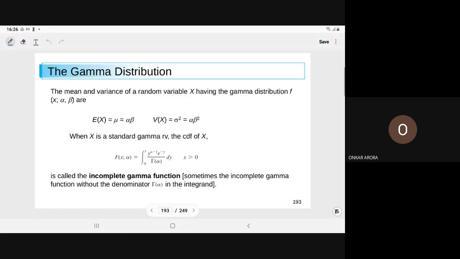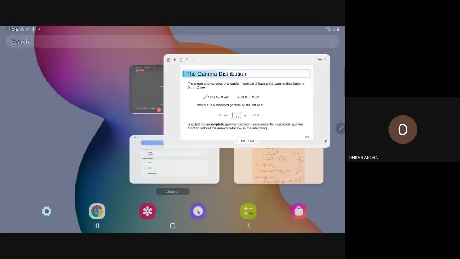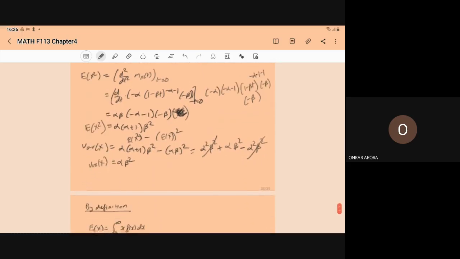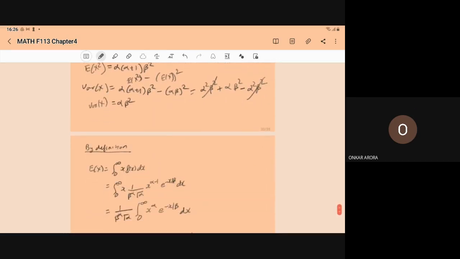So the mean and variance for the random variable x having the gamma distribution are already defined, but if the question arises how to derive the mean and variance by definition, what is the basic formula? E of x means integral 0 to infinity x into f(x). It is the general formula. For a continuous random variable we use integration, and for a discrete random variable we use summation. So integral 0 to infinity x into f(x) into dx.